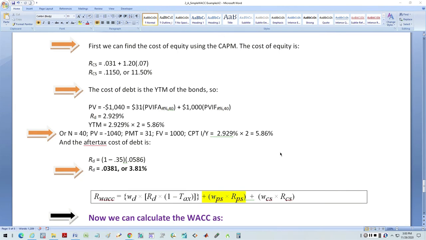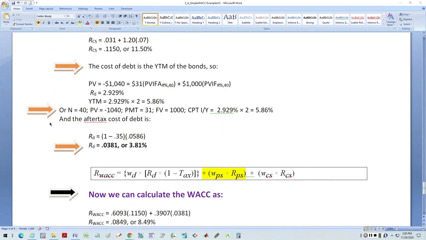Alright, the next thing we do is calculate the cost of debt, which is again the YTM, or the yield to maturity, and we can use either the financial calculator or our approximate formula. It's a semi-annual coupon paying bond, a 20-year bond, which is 40 periods. Present value is 1,040. The payment is semi-annual, 6.2% or $31. The face value is 1,000, and we calculate the I/Y, which is the yield to maturity. Multiply it by 2 because we need the annualized yield to maturity, which is about 5.86%. And of course, remember, we have to take taxes into consideration, so our after-tax cost of debt is 5.86% times 1 minus the tax rate, which is 3.81%.